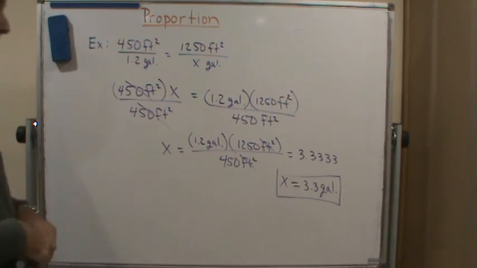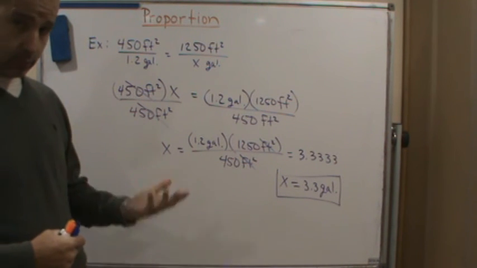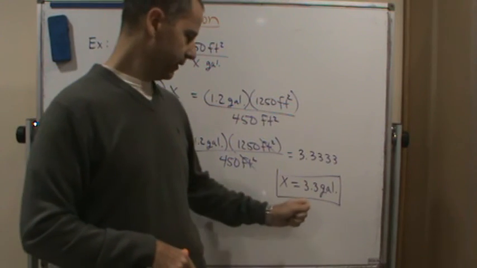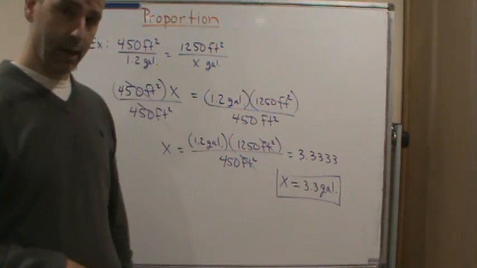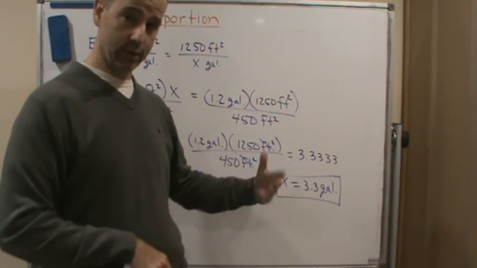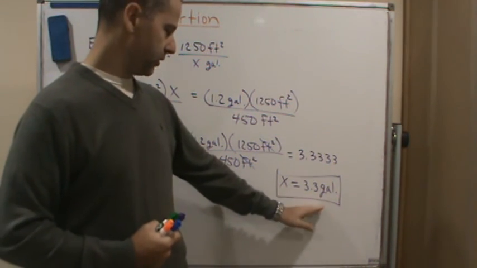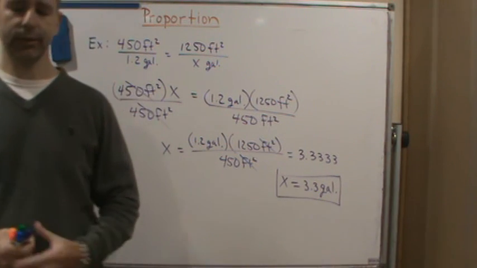If these were in 1 gallon containers, 1 gallon pails, if you will, then I would have to buy a minimum of 4 gallons in order to make sure I have enough. But again, just to answer the question, it'd be approximately 3.3 gallons.